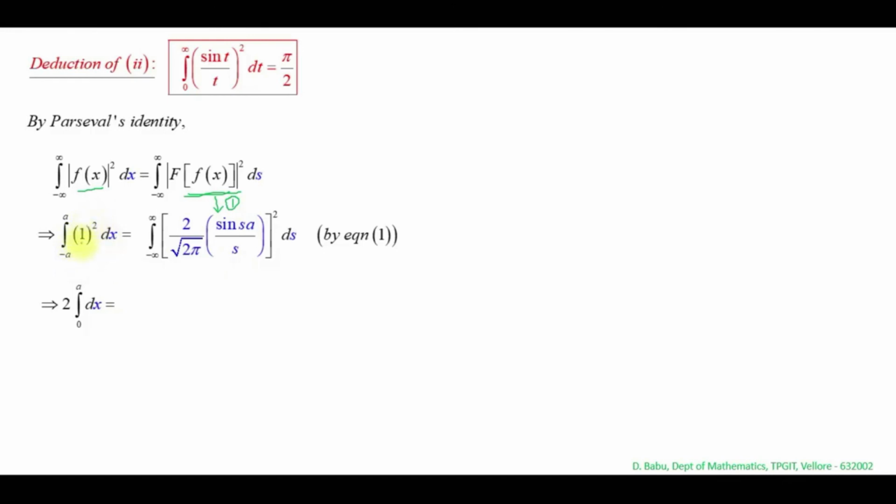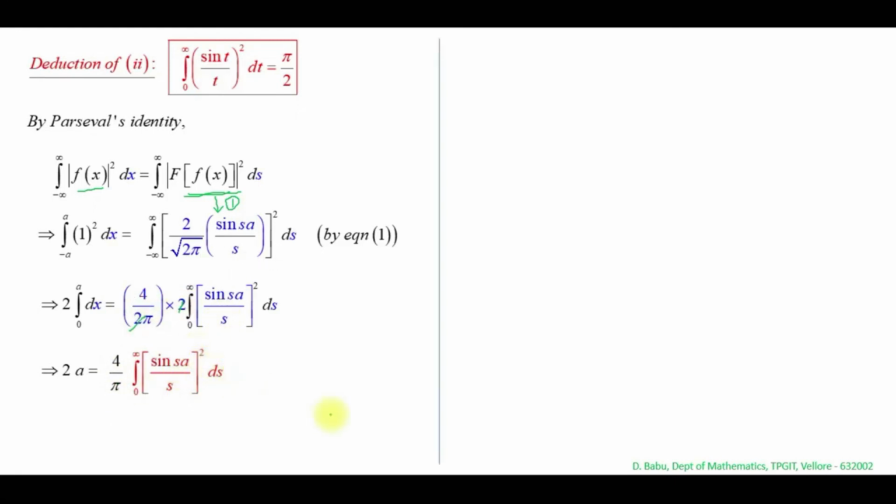Constant functions are always even functions. Therefore the left side can be written as 2 times 0 to a dx. The right side is also an even function, therefore it can be written as 2 times 0 to infinity. Before that, take 2 by square root of 2 pi the whole square as a constant outside. 2 square is 4, square root of 2 pi whole square is 2 pi. So minus infinity to plus infinity can be written as 2 times 0 to infinity sin sa divided by s the whole square into ds. After integrating, we have a equal to, the 2 gets cancelled, 4 divided by pi integration sin sa divided by s the whole square into ds.